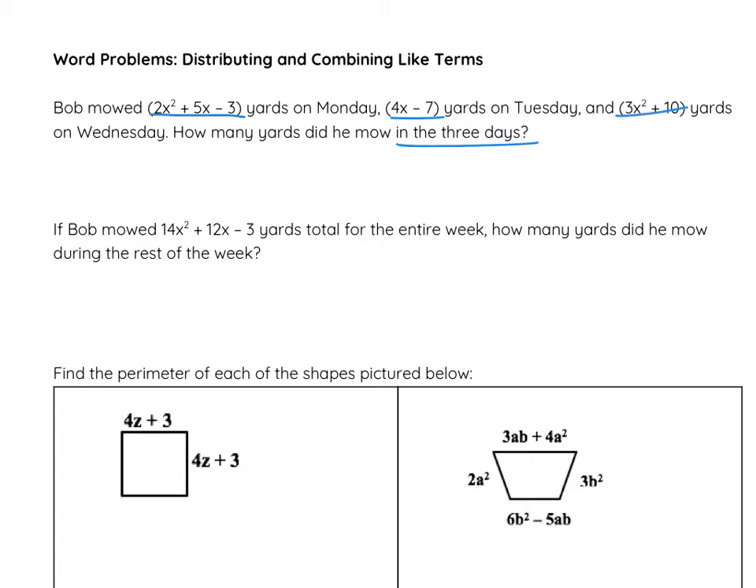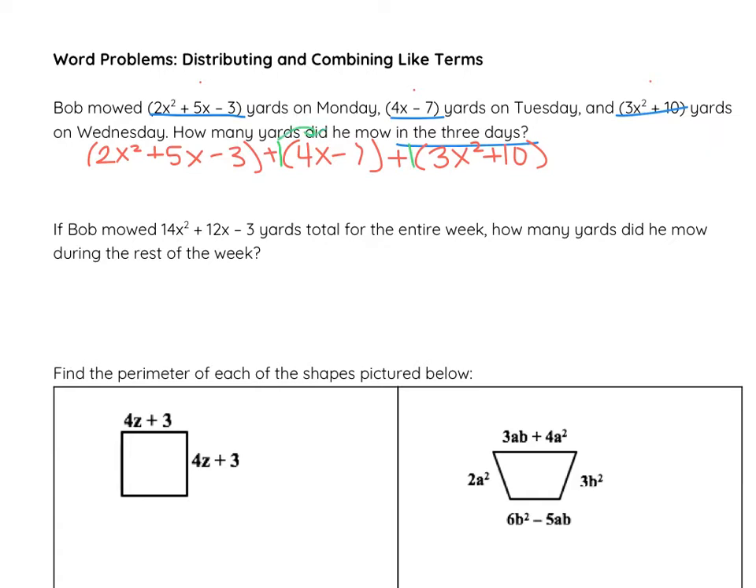So we have to be thinking about what does that mean? What operation do we need to do with these three expressions? Because we're trying to figure out the total amount, we have to add all three expressions. 2x squared plus 5x minus 3 plus 4x minus 7 plus 3x squared plus 10. I put them all in parentheses. When you're adding, it doesn't matter if you use the parentheses, but just to keep them separate so we can see them. The reason it doesn't matter is because, remember, there's like a 1 here.